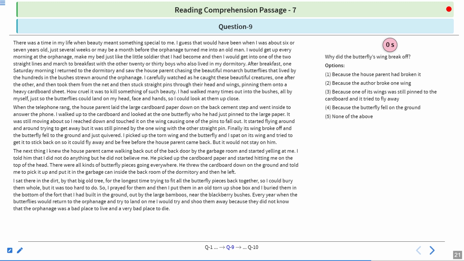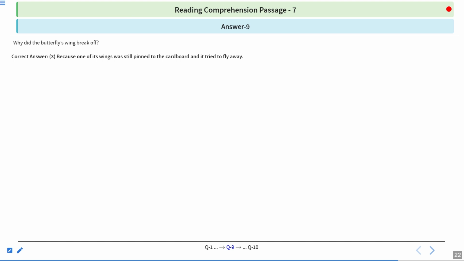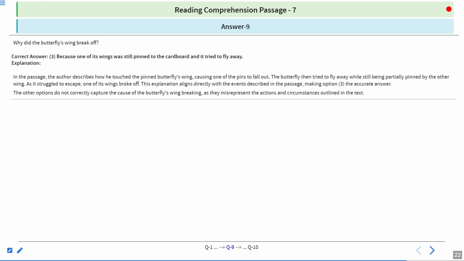I hope you've chosen the right one. Let's move to the correct answer. The correct answer is 3 because one of its wings was still pinned to the cardboard and it tried to fly away. And the explanation is in the passage.